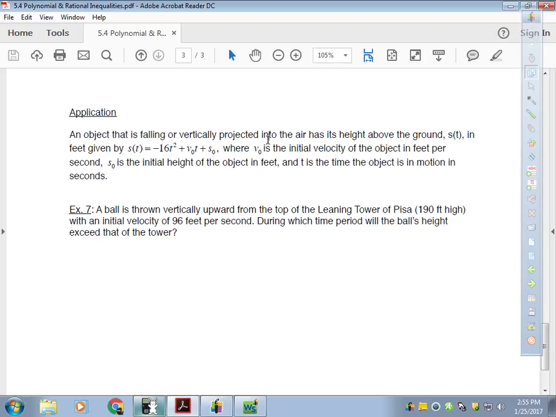So in these problems, they're going to give you an initial velocity, v sub 0, and they're going to give you an initial height, s sub 0.